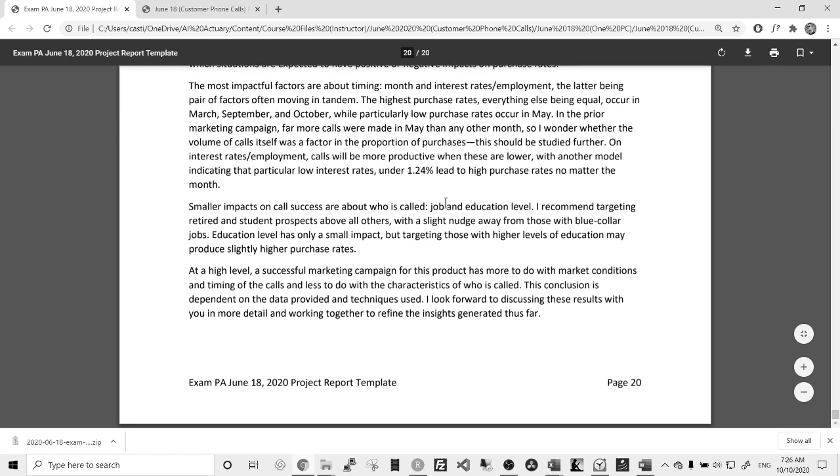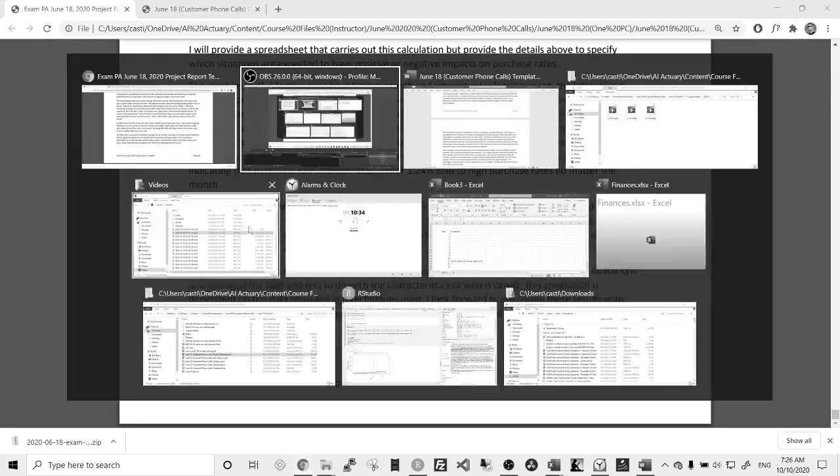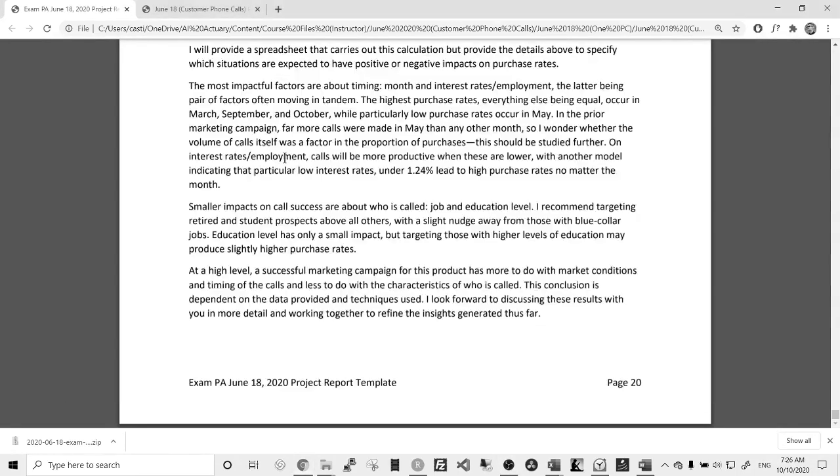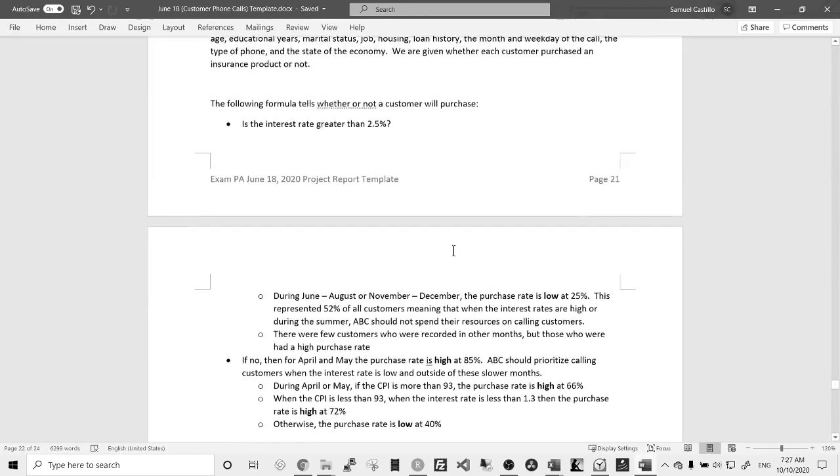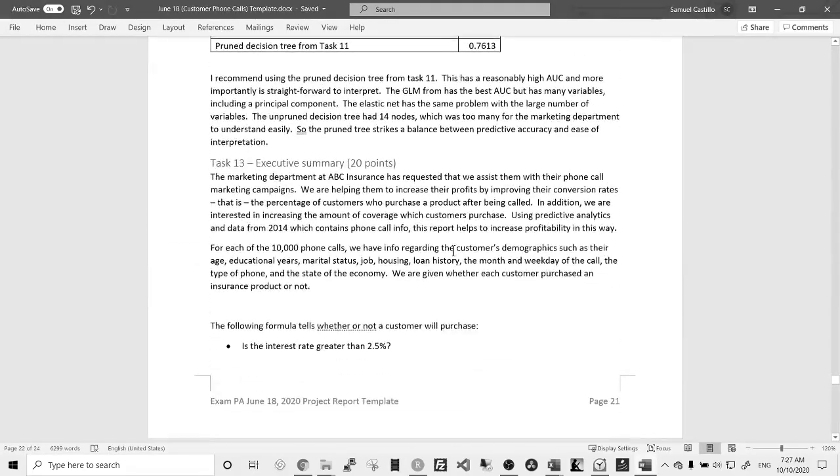We found similar themes for the timing of month, interest rates, and employment. We both had the same findings for job and education level, targeting retired and student prospects. Areas where I think my report was different were, first of all, I made some simple mistakes in the formatting. Here I said I could revise this sentence structure. I should break this up into 2 sentences here. So I'll say, we are helping them to increase their profits by improving their conversion rates, period.